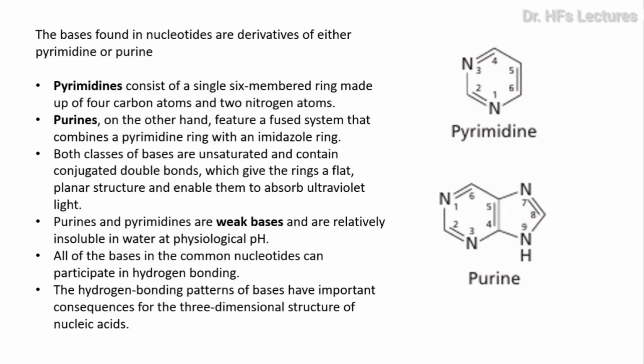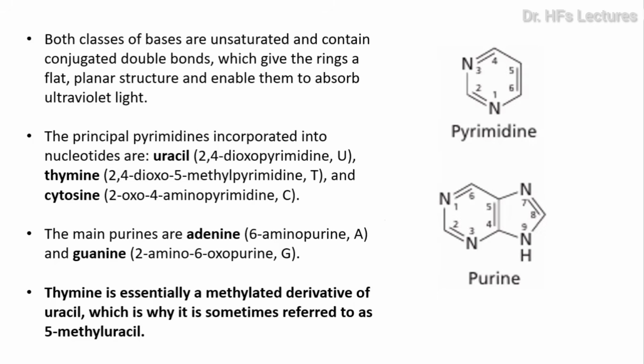All of the bases participate in hydrogen bonding, which plays a very key role in the formation of the three-dimensional structure of nucleic acids. Both classes of bases are unsaturated and contain conjugated double bonds, which give the ring a flat structure and enable them to absorb UV light. The key pyrimidines are uracil, thymine, and cytosine, while the key purines are adenine and guanine.